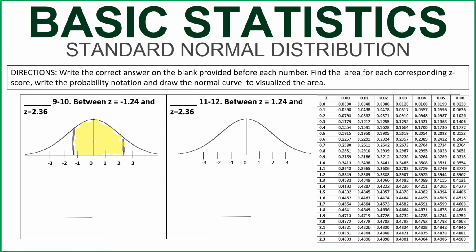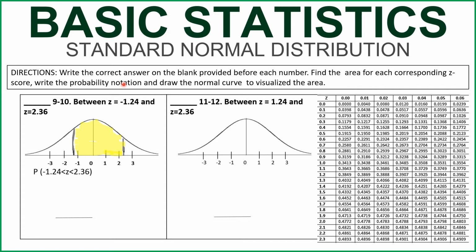Okay. So, na-draw na natin siya. So, isulat naman natin yung symbol nito. How do we represent it in symbol? That is P, open parenthesis, Z is greater than -1.24 but less than 2.36. So, next thing na gagawin natin, tapos nating draw yung normal curve.